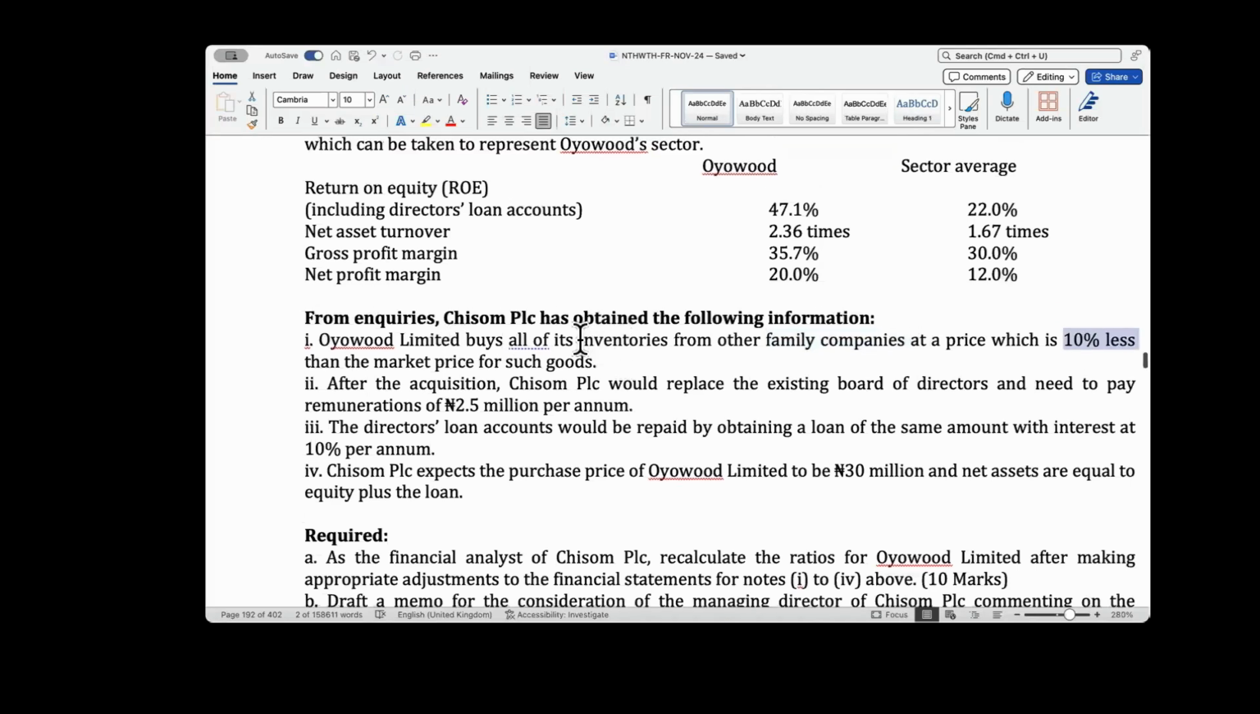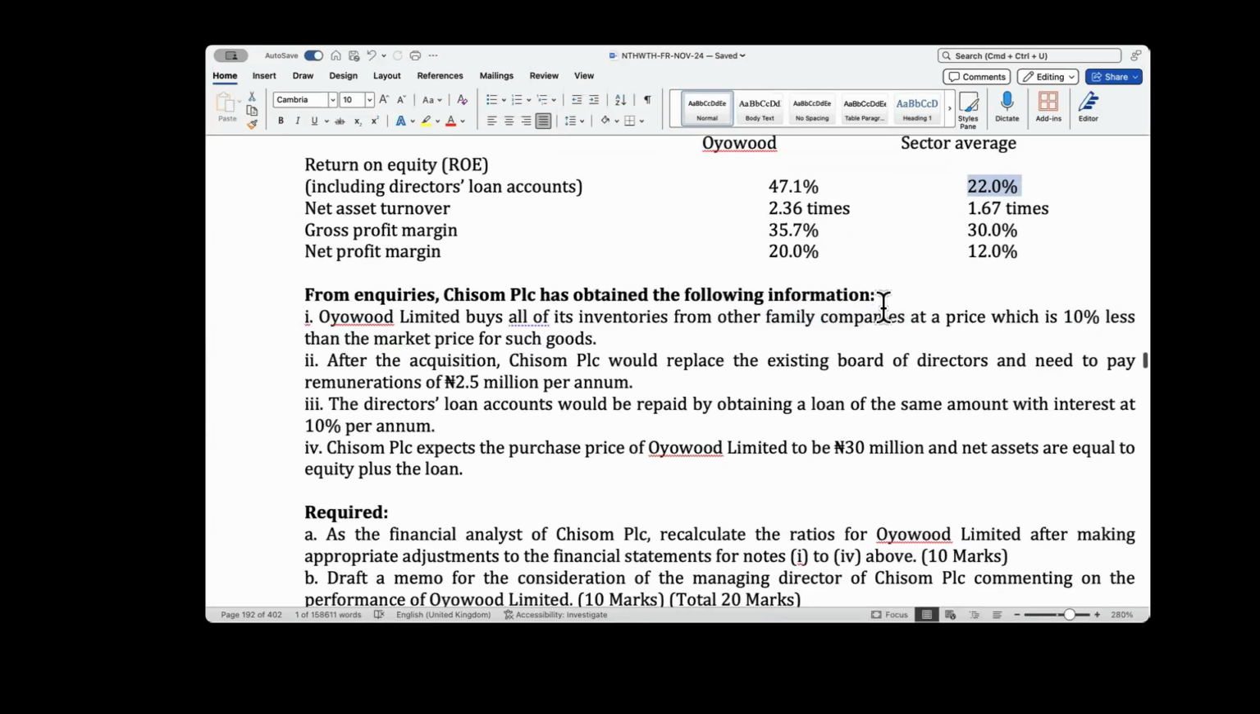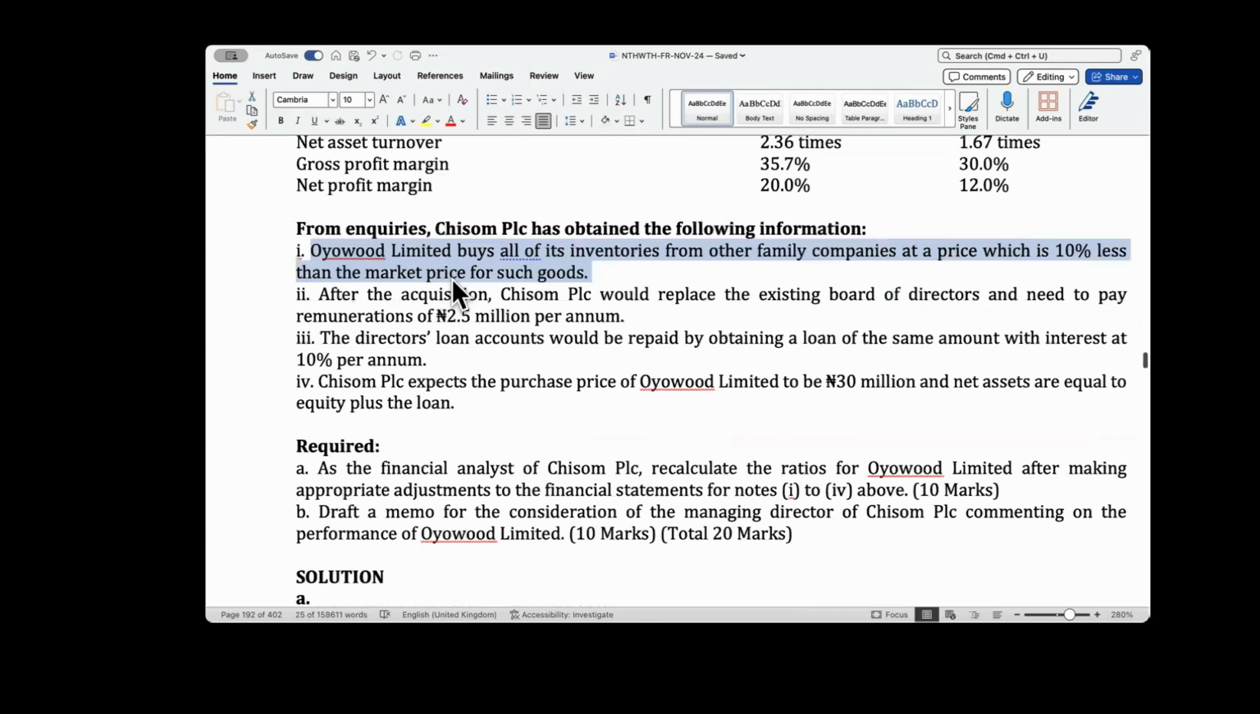Because if its cost of sales is 10% less, it doesn't make sense to be comparing whatever we compute using cost of sales with the industry average, because other companies in the industry are buying it at market price. Because he is within a family conglomerate, he can buy it less. No, that cannot work. It has already defeated comparability, but we'll adjust it. Two, they said after acquisition, Shison PLC would replace the existing board of directors and need to pay remuneration of 2.5 million per annum. Okay.